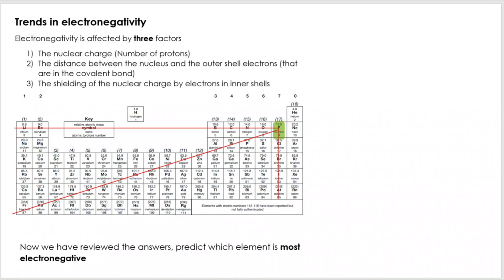But we haven't yet explained why it's not helium. Well, it comes back to the definition, and it comes back to understanding that definition of electronegativity. Because it very clearly tells us that electronegativity is the power of an atom to attract electron density towards itself in a covalent bond. Now, helium does not form covalent bonds. It has outer electrons, but it doesn't fit the criteria, so it cannot have an electronegativity value.